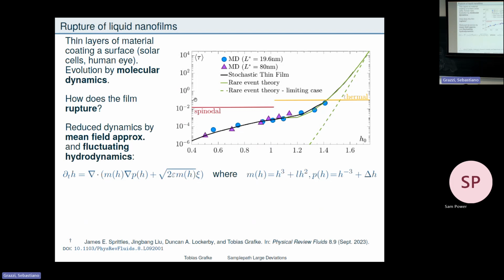So here I show the time to rupture logarithmically against the film height. If the film is high enough, it's normalized such that this is 1. It's only the noise that drives you apart. So you see as markers molecular dynamics simulations, which you can't drive very high because it's a very complicated system. You see in black the corresponding stochastic thin film equation, which you can drive much higher. And then you see in green this rare event theory that is large deviation plus prefactor correction, which basically covers the whole thermal regime and is much simpler to compute because this is in principle just an Eyring-Kramers formula.